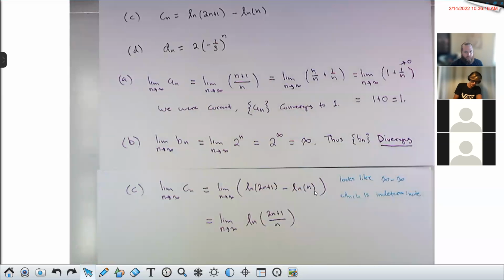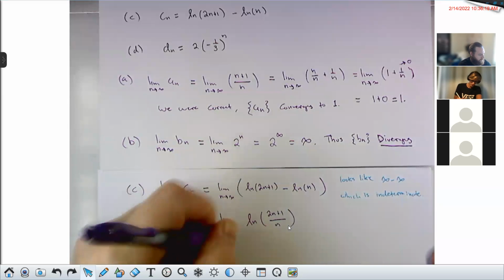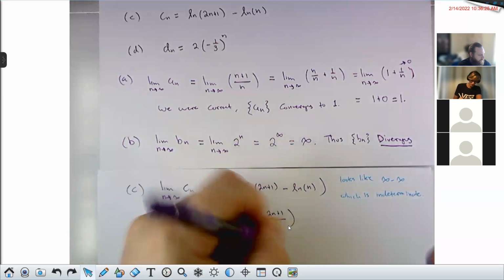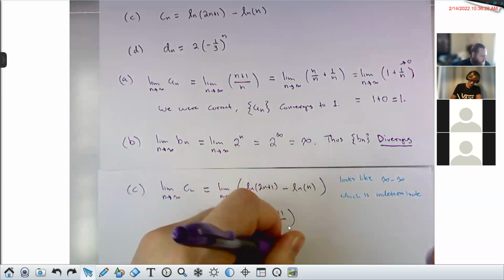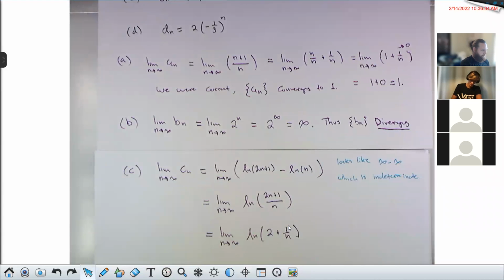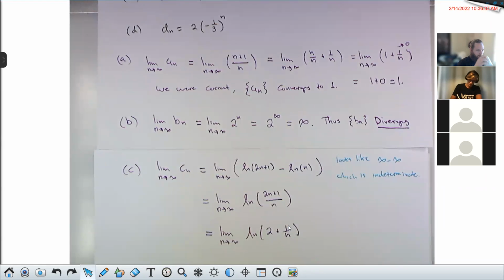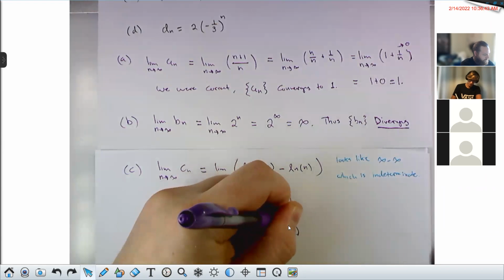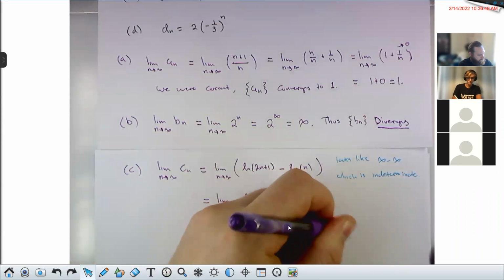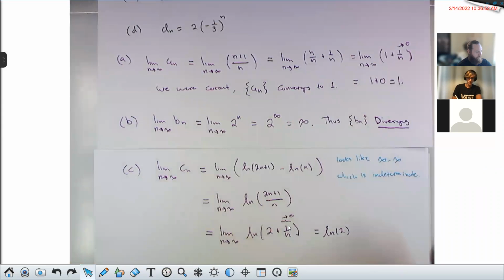And then just like in part A, I can clean the expression inside up by splitting up the fraction. This would be 2 plus 1 over n inside that natural logarithm. And as before, this 1 over n piece is going to go to 0. So we're going to get out of this the natural log of 2, which is a real number.